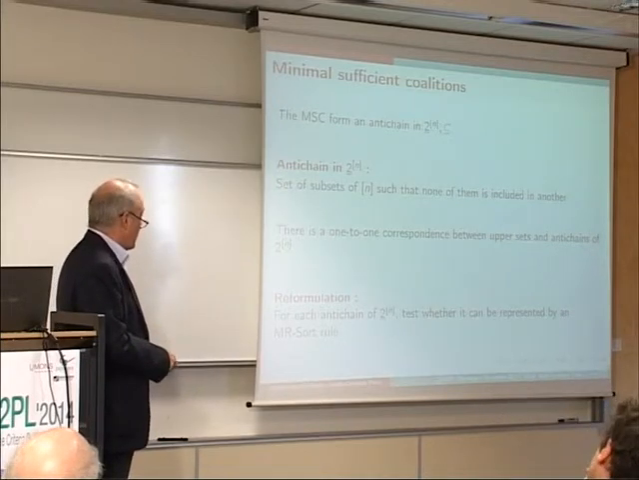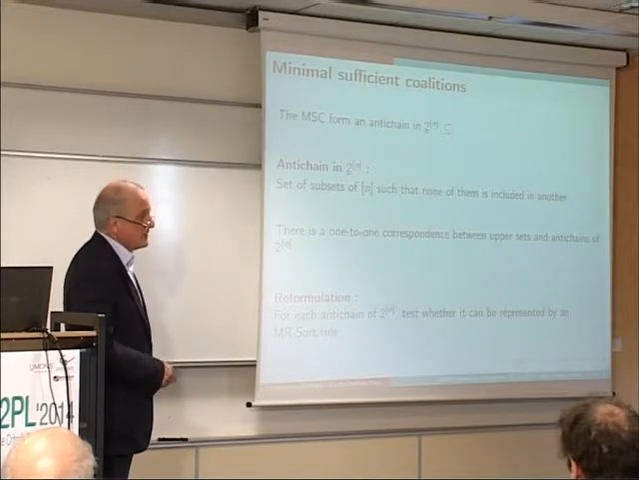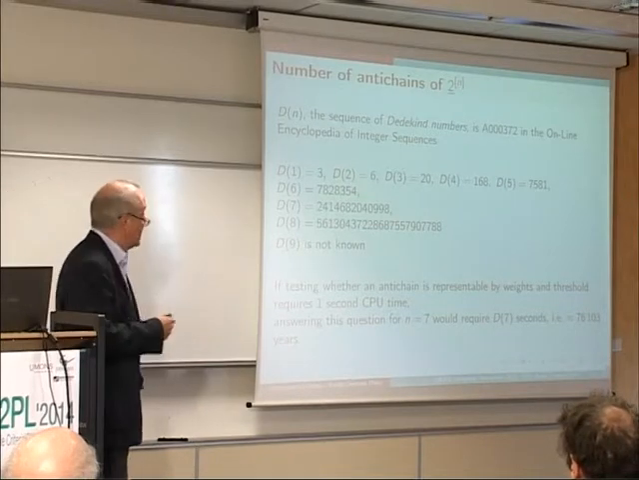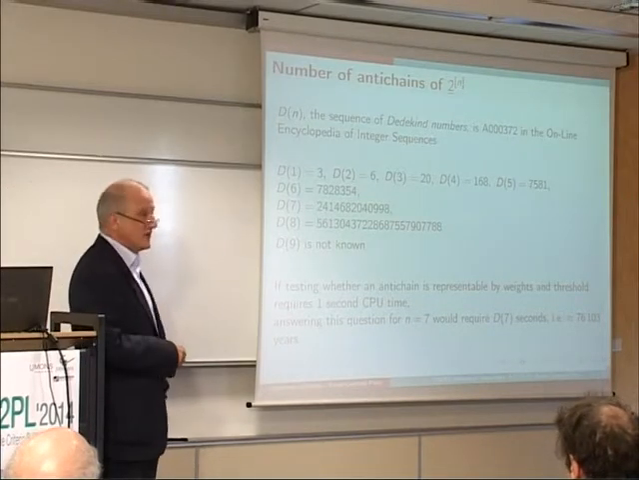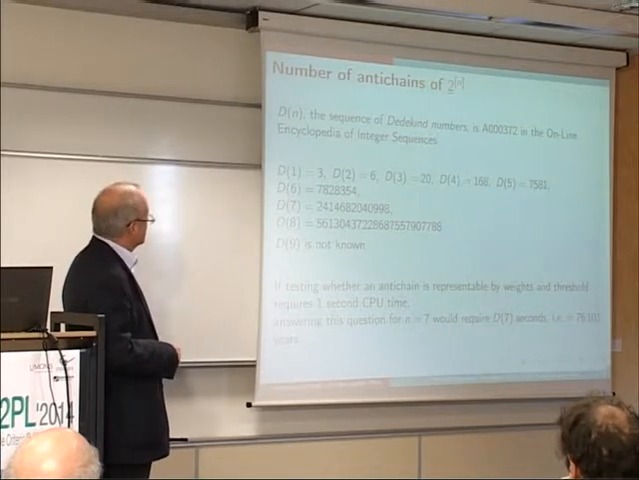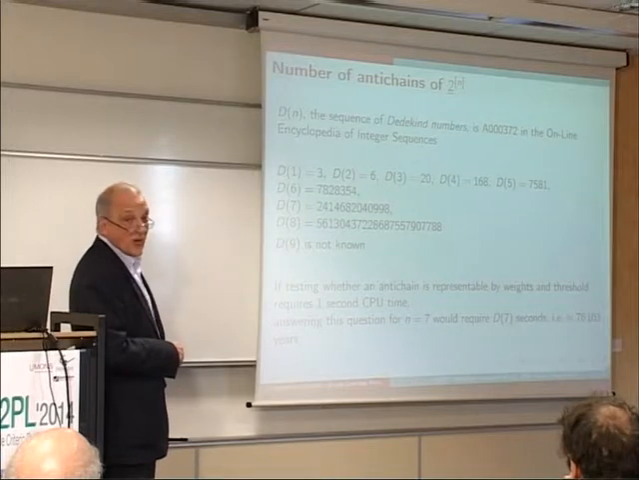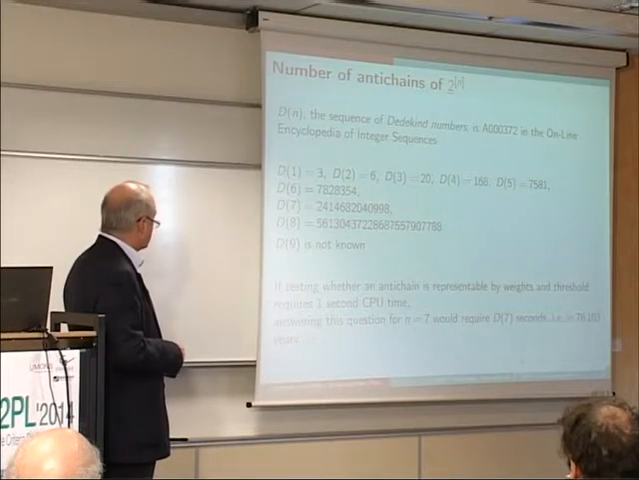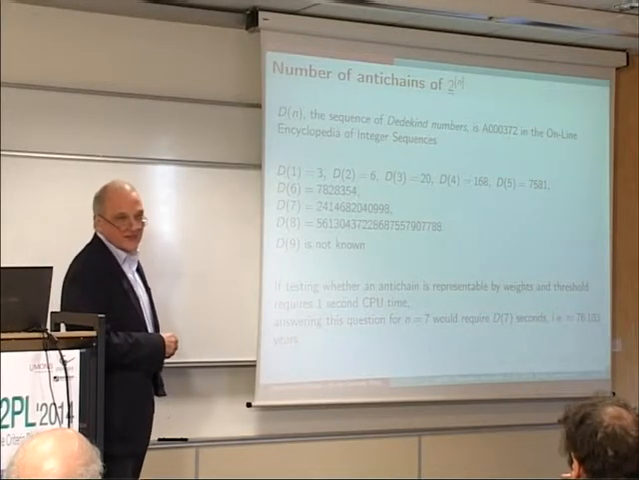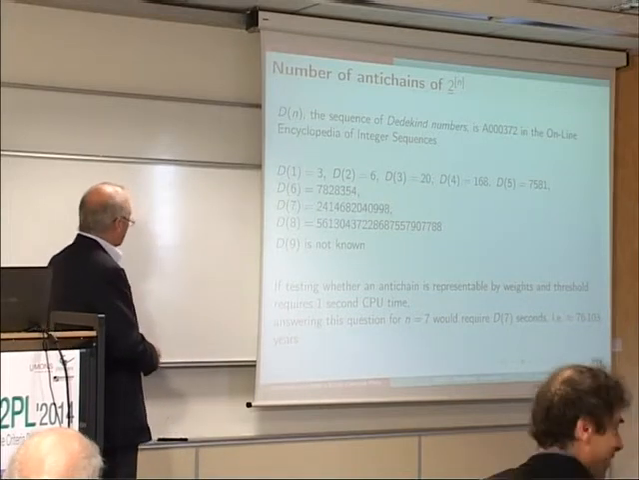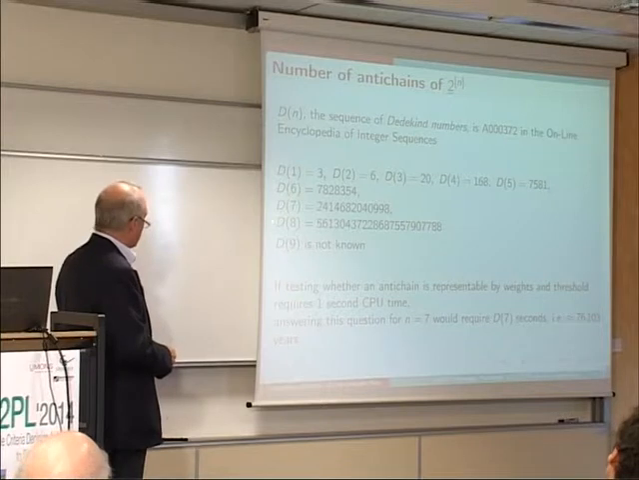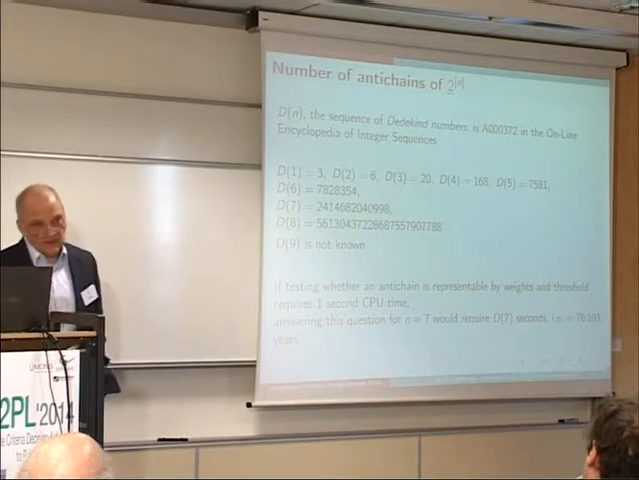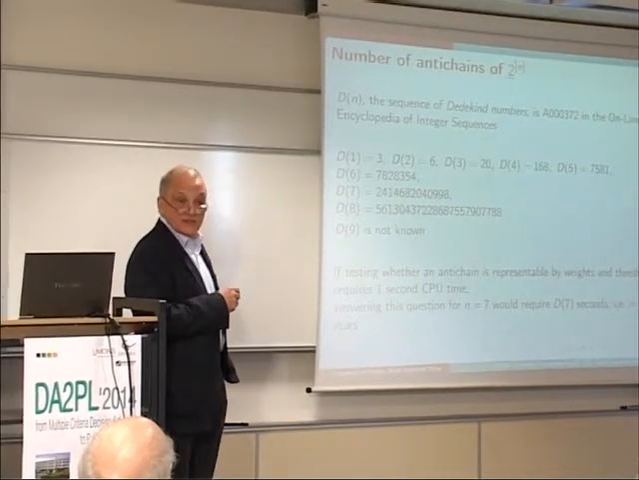So we can reformulate the problem like this. For each anti-chain, test whether it is representable by an NCS model. Of course, this is a well-known problem, and it's also difficult because of the number of anti-chains. The number of anti-chains is given by the Dedekind numbers. It's a famous integer sequence, which is rather short, or at least the elements that are known are not very numerous, because D9 is not known. It is known that it has more than 42 digits.